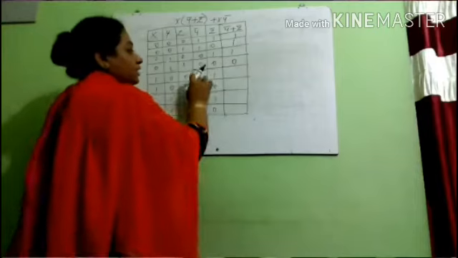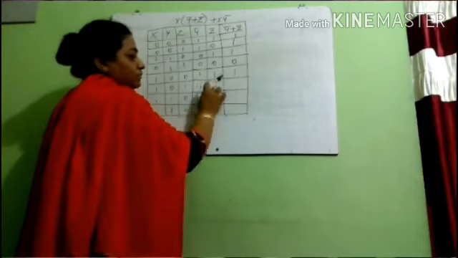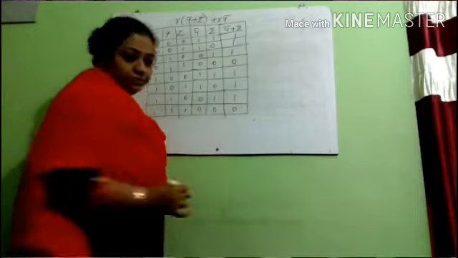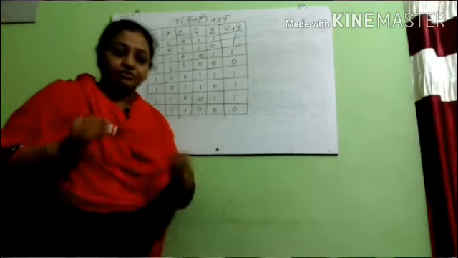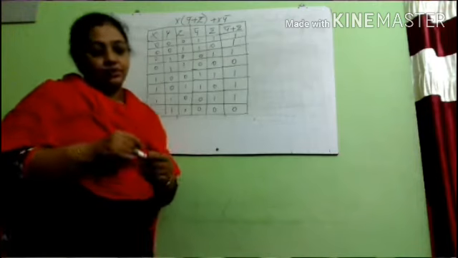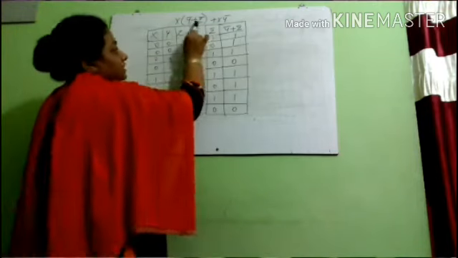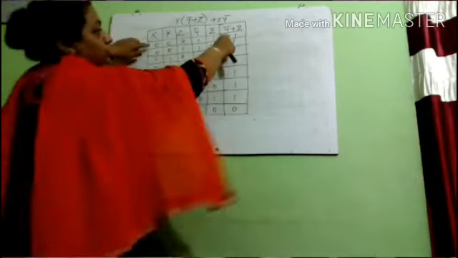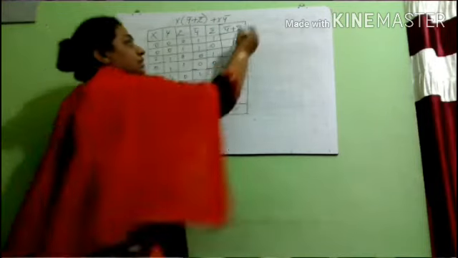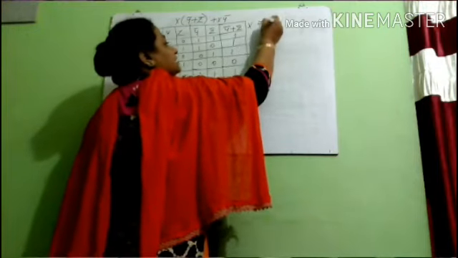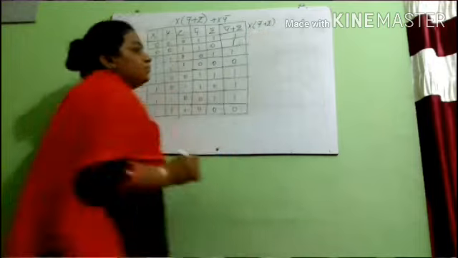So 1 plus 1 is 1. 1 plus 0 is 1. 0 plus 1 is 1. 0 plus 0 is 0. Now 1 plus 1 is 1. 1 plus 0 is 1. 0 plus 1 is 1. 0 plus 0 is 0. Plus means OR. To perform the OR operation, if any one of the inputs is 1, the output is 1.